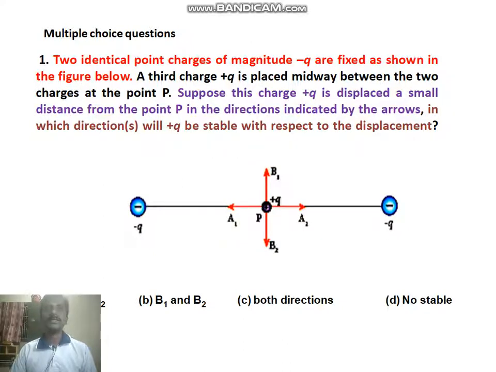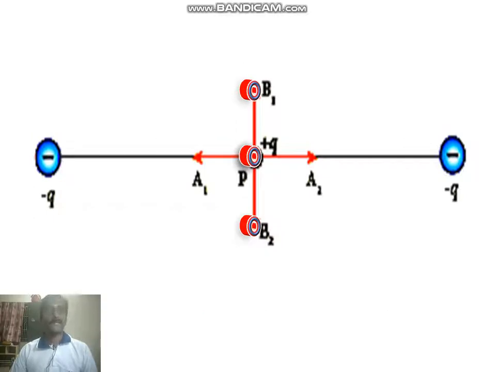In which directions will it be stable when it moves, that we are going to discuss. So we have four options: A1 and A2 directions, B1 B2 directions, both directions, or it will not be stable. That we are going to discuss. So look at the diagram.